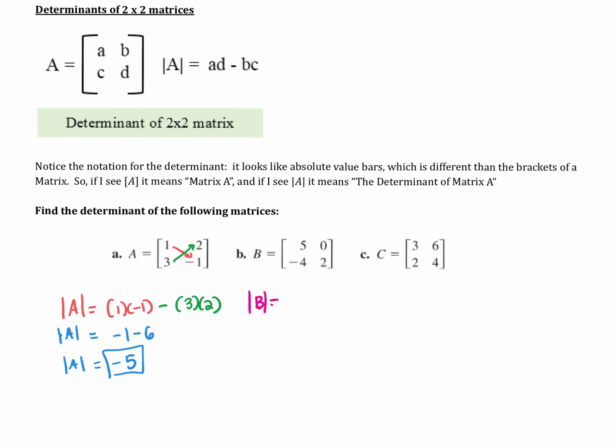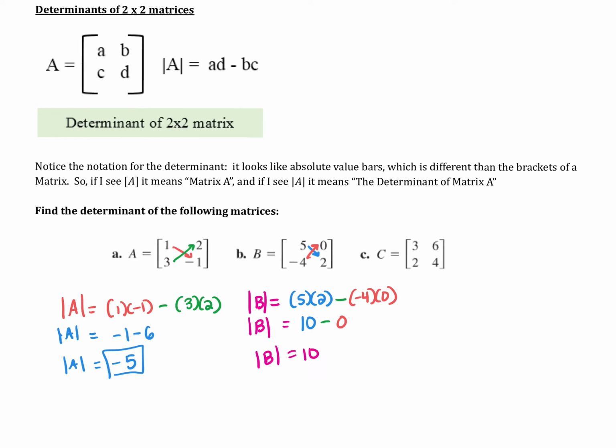Let's go ahead and find the determinant of matrix B. Once again, I'm going to do 5 times 2, A times D, yes, 5 times 2, and I'm going to subtract negative 4 times 0. All right, so I get 10 minus 0. So the determinant of B is just 10.